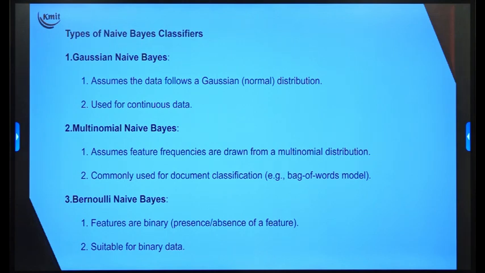When you have documents for classification where feature frequencies are drawn from a multinomial distribution, we go for multinomial naive Bayes. And when the features are binary, or when you have the entire data set with binary values, we go for Bernoulli naive Bayes. Just remember, for continuous data we use Gaussian naive Bayes. For multinomial multi-label classification, we use multinomial naive Bayes. And if you have binary data along with feature input and output, we go for Bernoulli naive Bayes.